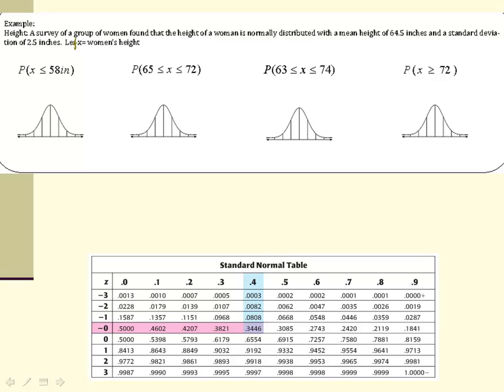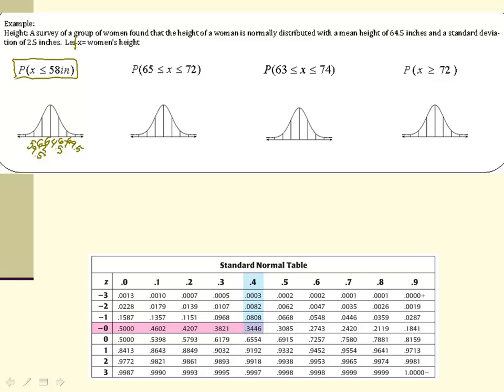So if I were to fill in my standard normal curve here, in the middle I would have 64.5, because that's my mean. And if I add a standard deviation, I get 67. If I add another one, I get 69.5. If I subtract the standard deviation, I get 62. And if I subtract another one, I get 59.5. So I'm putting these values on here just to show you, for this first problem, we want the probability that our value is less than or equal to 58.